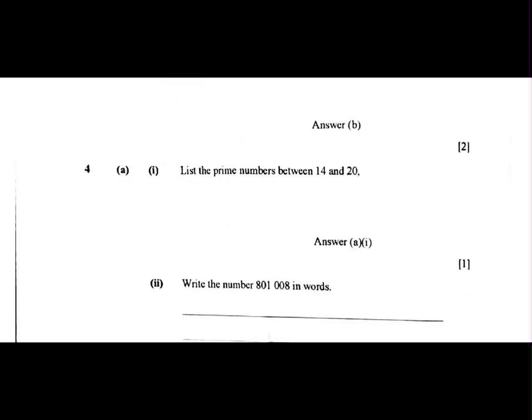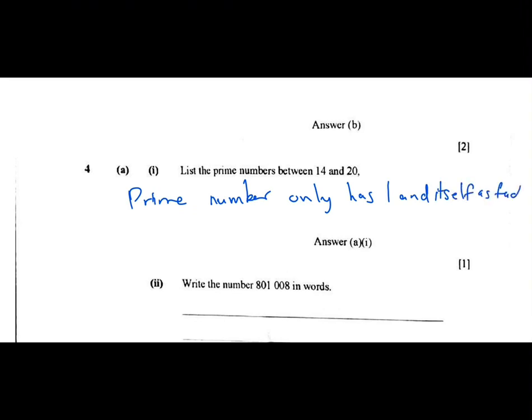Question number 4a. List the prime numbers between 14 and 20. So a prime number is a number which has got only 1 and itself as its only factors. In this case, you can see that all the other numbers have got factors except for 17 and 19. So the prime numbers between 14 and 20 are 17 and 19.